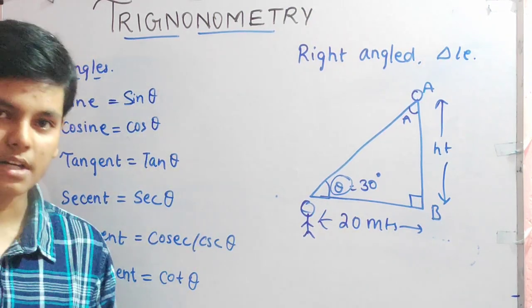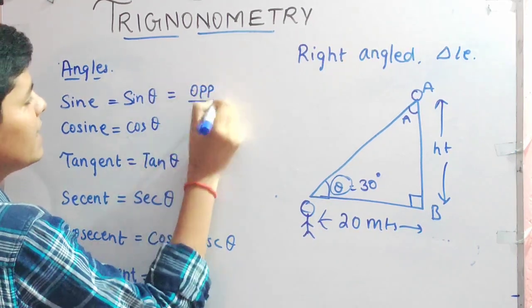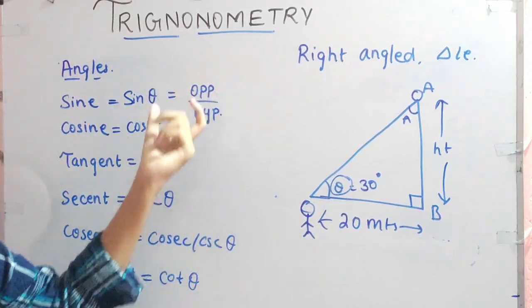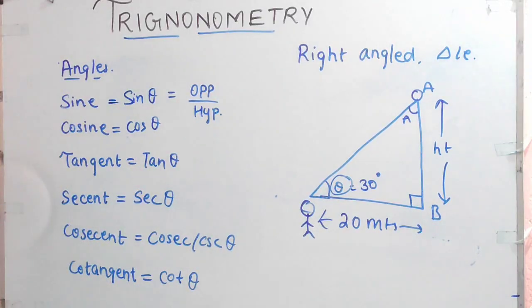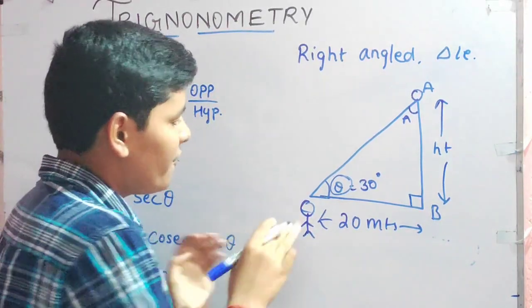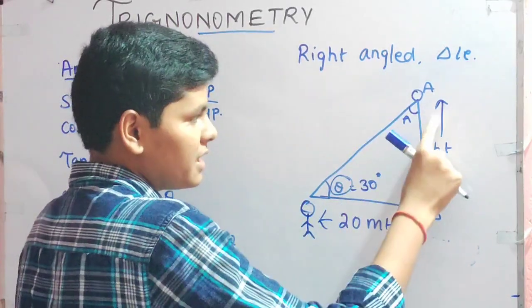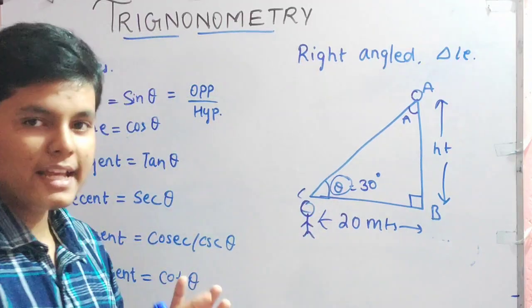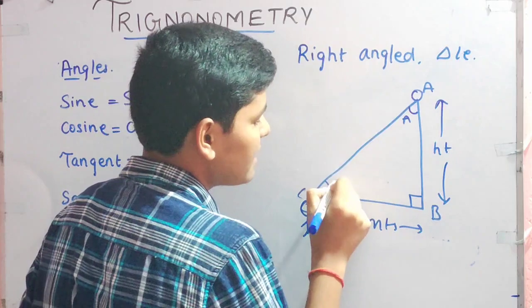Now we have learned that sin theta is equal to opposite by hypotenuse. But what is opposite and what is hypotenuse? To understand that, we come back to the right angle triangle. First of all, we have to take an angle. We have 2 angles over here. Either we can take angle A or we can take angle C. I take angle C, for example. So angle C has an angle theta.